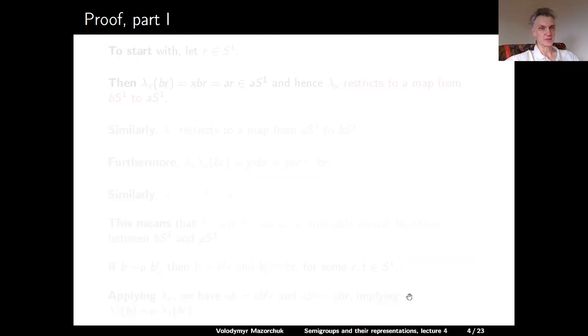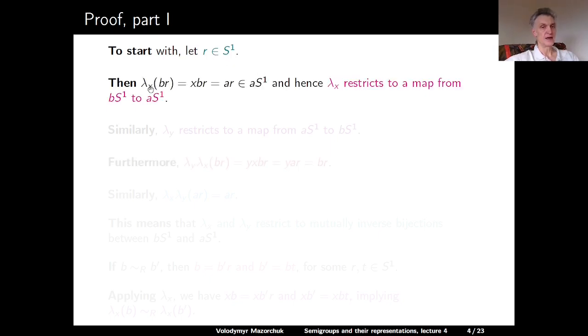Let's prove this statement. To start with, let R be an element in S upper 1. Then lambda X applied to BR is equal by definition to XBR, but XB is A, so this is AR, so this is an element in AS upper 1. And so lambda X restricts to a map from BS upper 1 to AS upper 1. Similarly, lambda Y restricts to a map from AS upper 1 to BS upper 1.